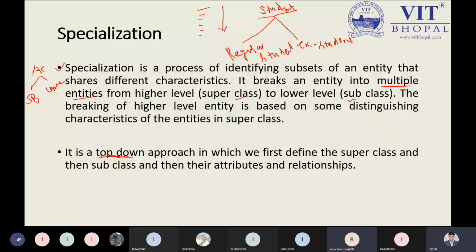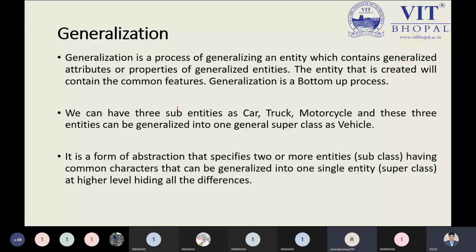No, sir. Okay. So now I'm coming to my important point here, that is generalization. So what is generalization? Generalization is a process of generalizing an entity which contains generalized attributes or properties of the generalized entities. The entity that is created will contain the common features, and generalization is a bottom up process. This is the point we need to keep in mind: generalization is a bottom up process.